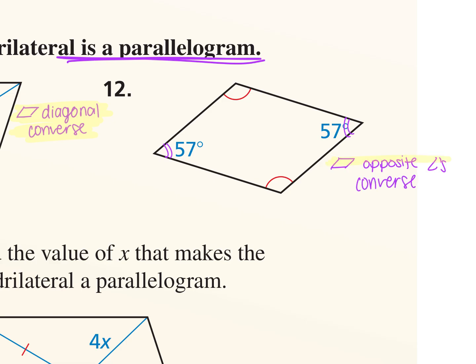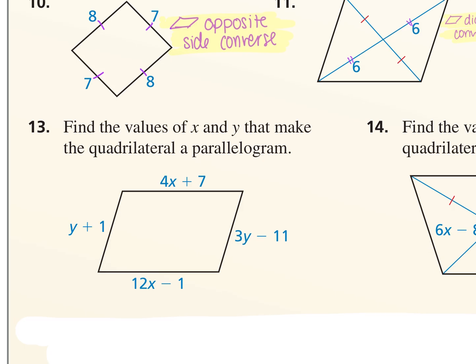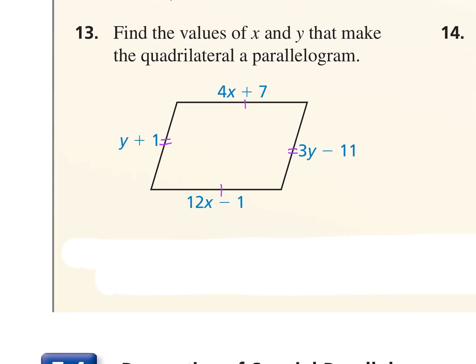Okay, so please study your theorems. You guys have to know your theorems. You will have one proof completely blank on the test. Find the value of x and y that makes the quadrilateral a parallelogram. So again, looking at this, what do we know about parallelograms? Opposite sides are congruent. So we're going to set them equal.